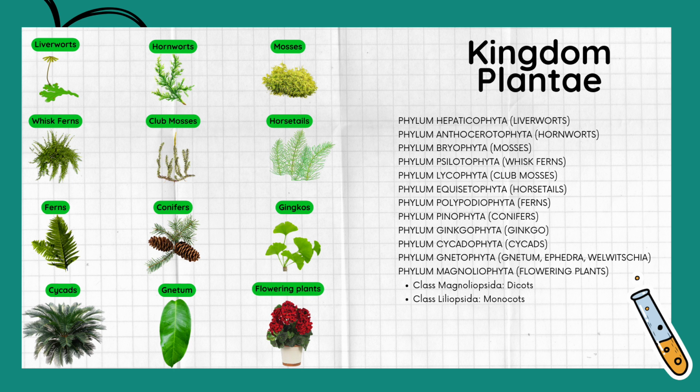I'll give you guys some time to read all this list of phyla. To the left of this slide, you have an example specimen for its respective phylum. For liverworts, they have green scales that grow flat against the surface. Hornworts, on the other hand, have similar characteristics to liverworts. Except their reproductive organs possess a horn-like appearance, hence the name hornworts.